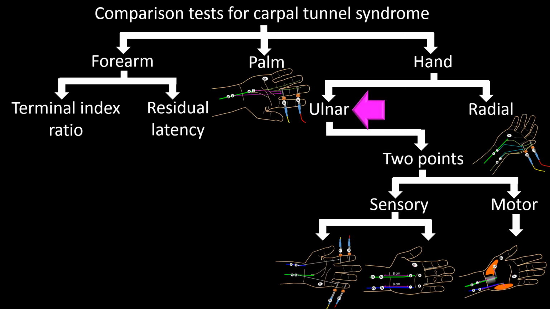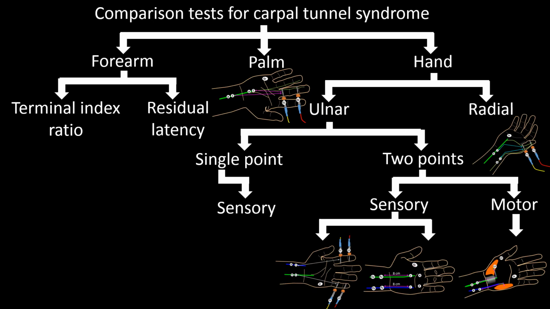The ulnar median nerve comparison can also be done using a single point recording. Such studies can be done for sensory fiber testing by median and ulnar nerve stimulations above the wrist and recording from the third finger, since sensory innervation of this finger is shared by the median and the ulnar nerve in the palmar area, and by the median, ulnar, and radial nerve in the dorsal area.